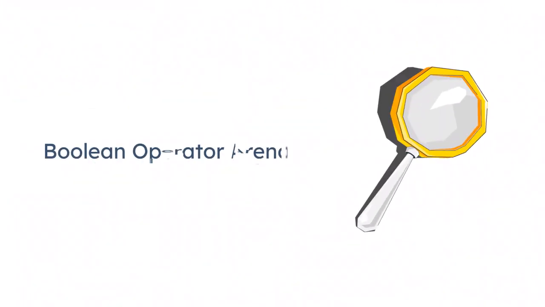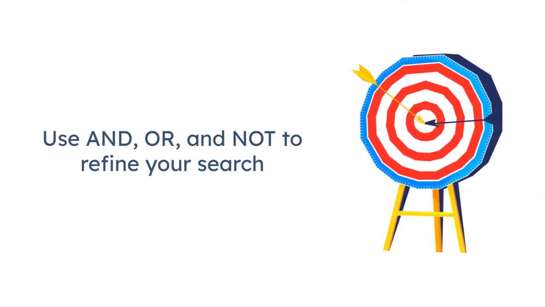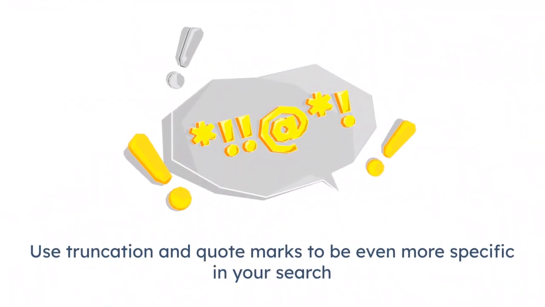Next, we have the Boolean operator arena. Here, you'll learn to use and, or, and not to refine your searches. And don't forget about our truncation and quotation marks tools to further enhance your search precision.